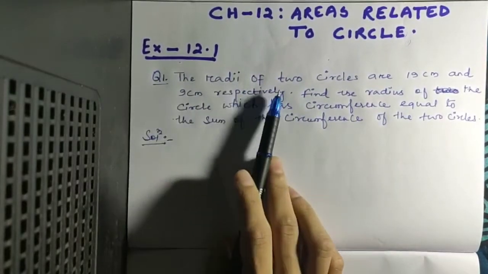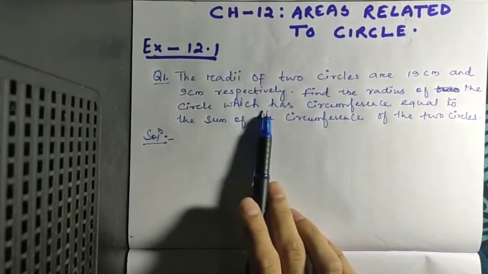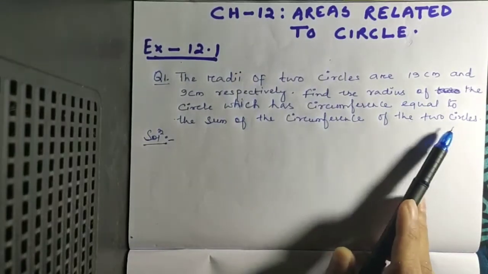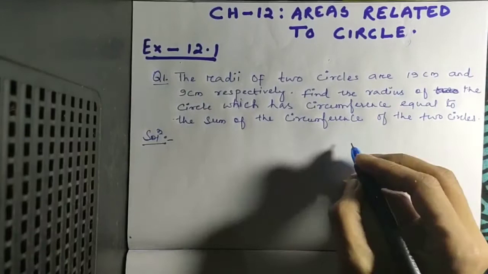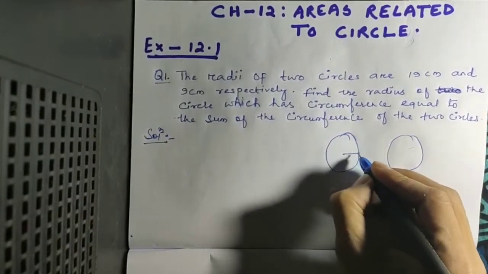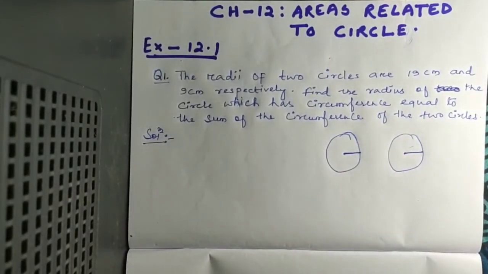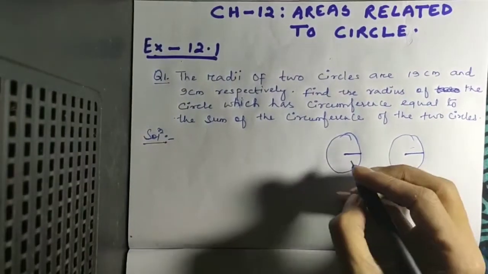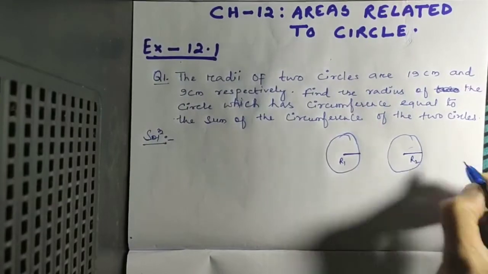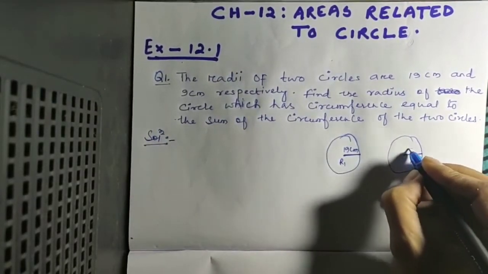Question number 1 says the radii of the two circles are 19 centimeter and 9 centimeter respectively. Find the radius of the circle which has circumference equal to the sum of the circumference of the two circles. That means two circles are there, one circle, and another circle. This is the center of the circle and this is the radius of the circle. We can take this radius as R1, and this radius as R2. These two radii are given here: one is 19 centimeter and another is 9 centimeter.